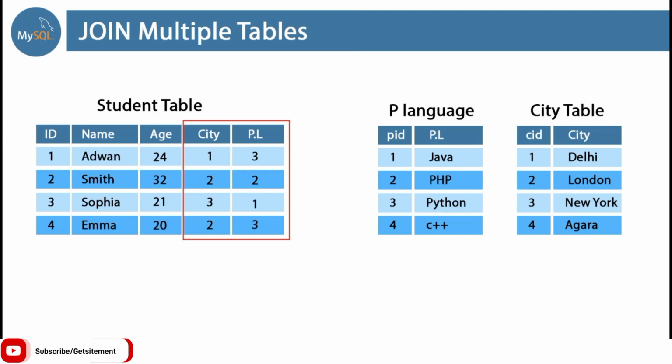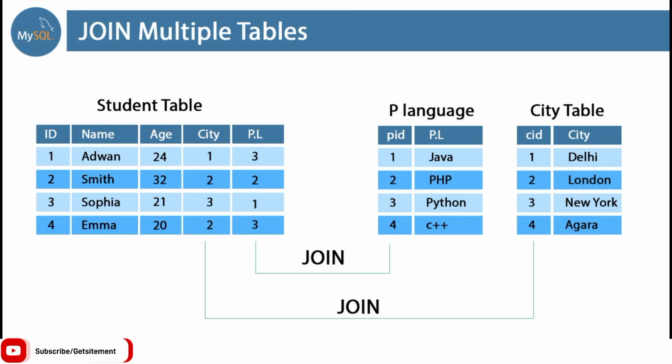But the problem is, when we extract all the data from the student table, it's going to return the city ID and programming language ID, not the name. So we cannot find out from which city the student has come. Similarly, we cannot find out the programming language name. So for this, we need to use multiple joins. So we need to join the PL column with the PID column. And similarly, we need to join the city column with the CID column. So let's see the syntax of how we can join multiple tables.